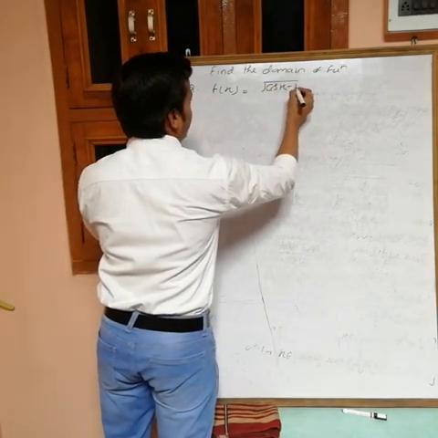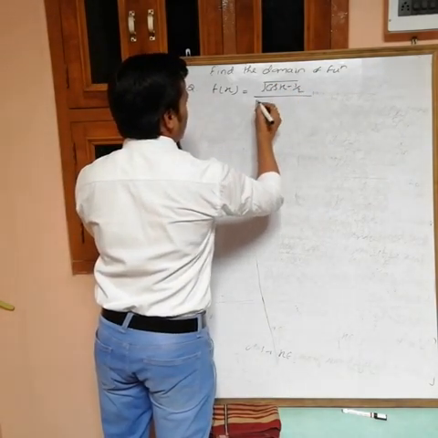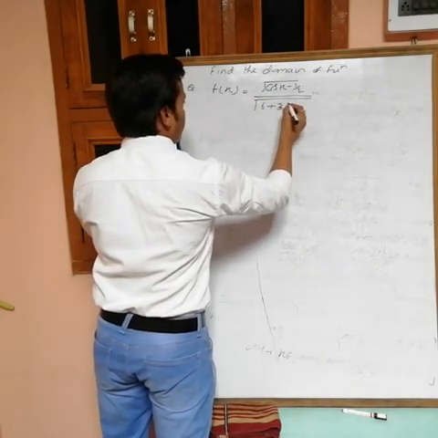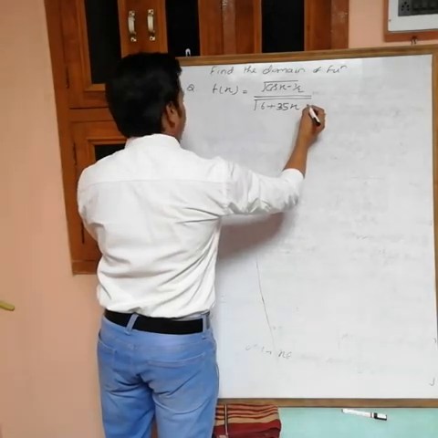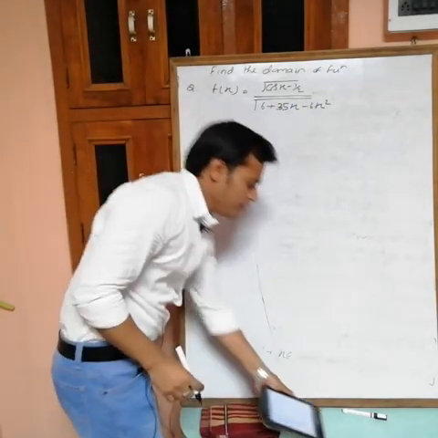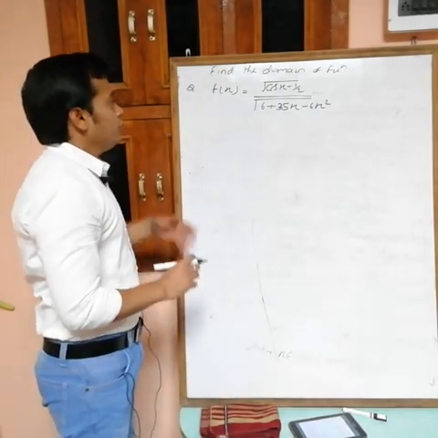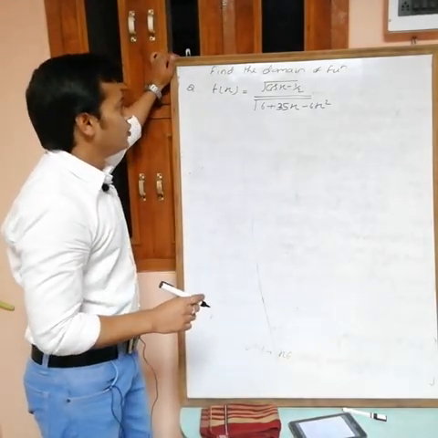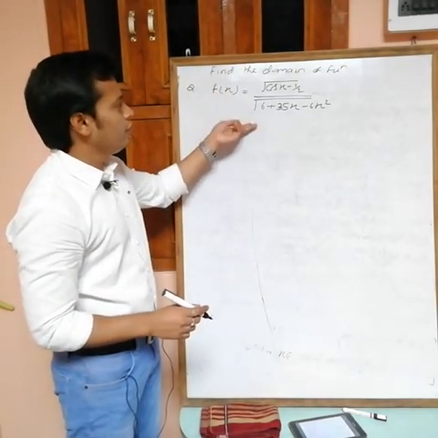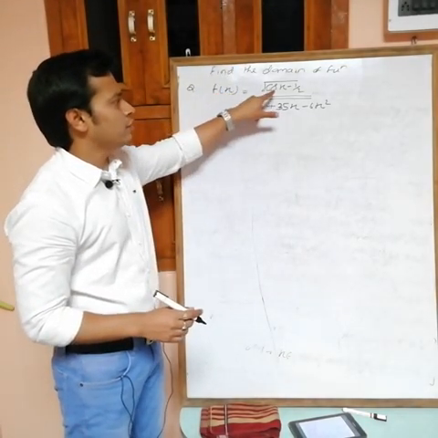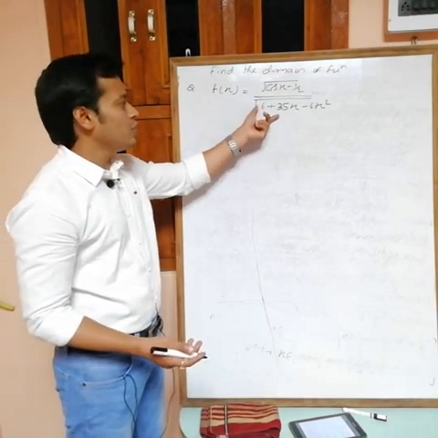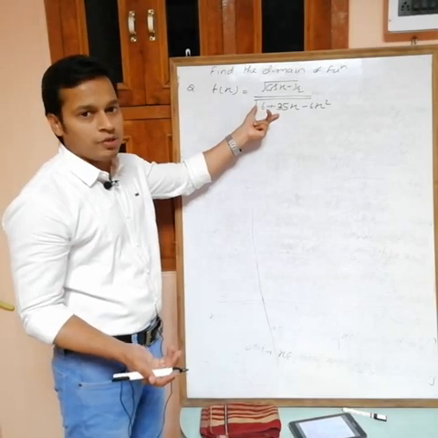cos x minus 1 by 2 by root over 6 plus 35x minus 6x square. Again we want the domain of this function. Same thing, to find the domain of this function, apply the condition. Here we have only roots, so the root will be defined if this one is greater than or equal to 0 and this one is greater than 0. You can't take this one equal to 0 now, because the denominator can't be equal to 0.